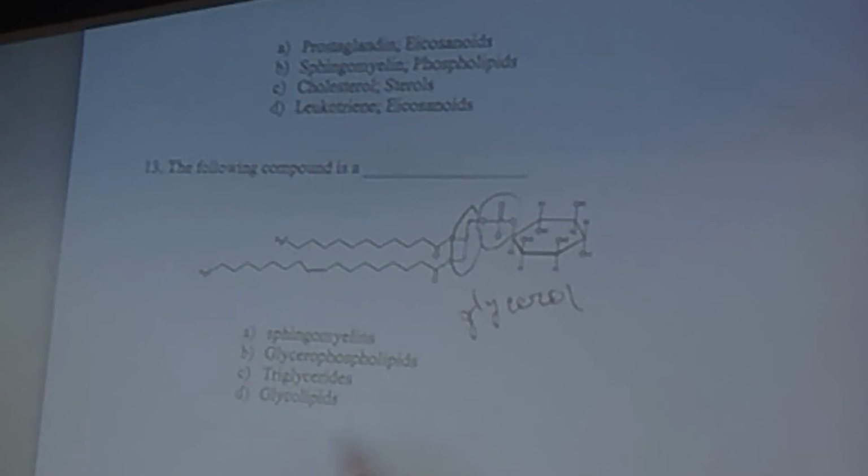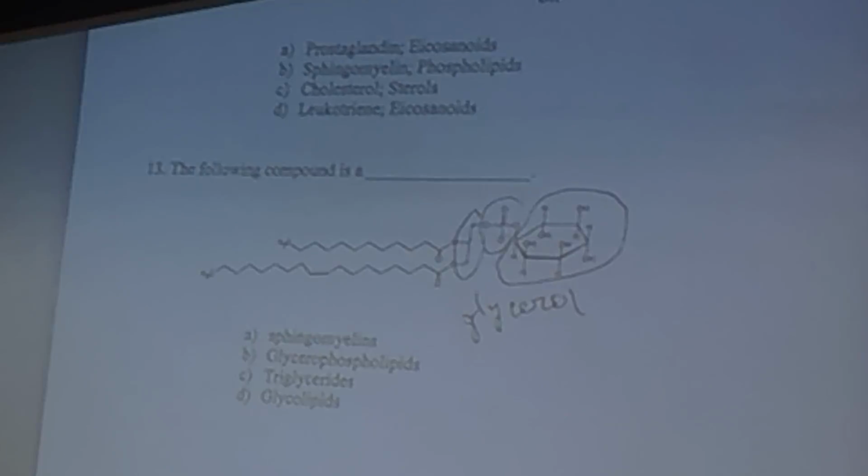I know why some of you probably chose D, glycolipid, thinking that is a carbohydrate. So just looking at the hexagon, don't think it's always a carbohydrate. You need to look at what is in the hexagon. There is no oxygen in the hexagon, it's just carbon.